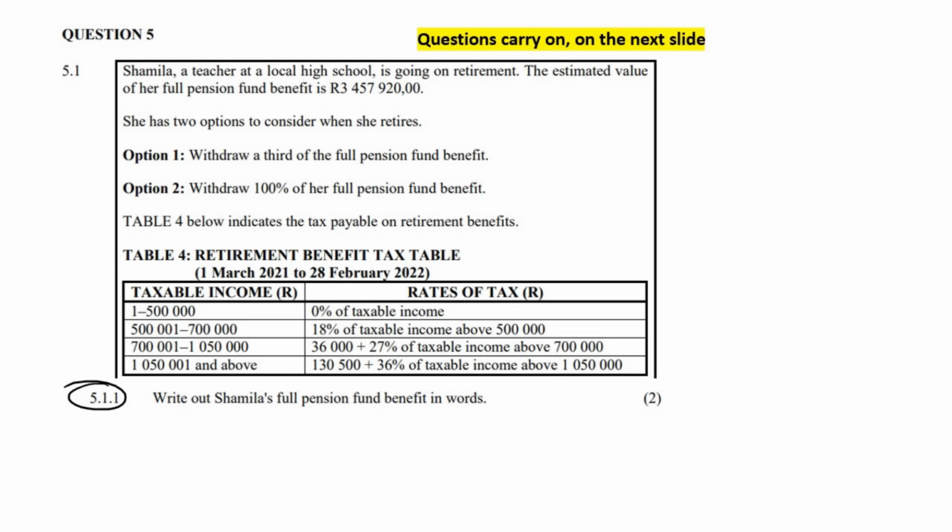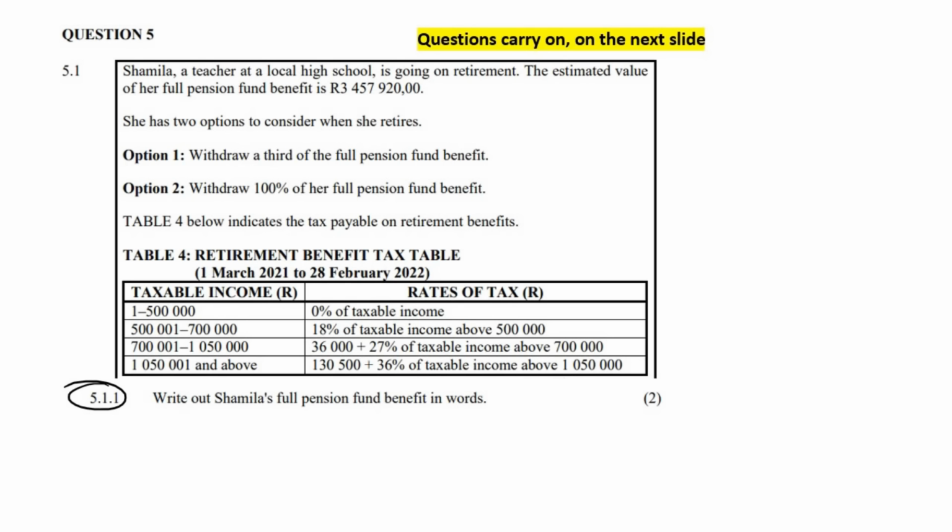So with this first part, it says that Shamila is a teacher at a local high school, is going on retirement. The estimated value of her pension is about 3.4 million rand, okay, because she's going on retirement, and she's obviously been putting money aside into a pension fund since she was like 21 years old. I don't know. She has 2 options to consider. Option number 1, she can take a third of the pension fund, or she can take all of it, okay?